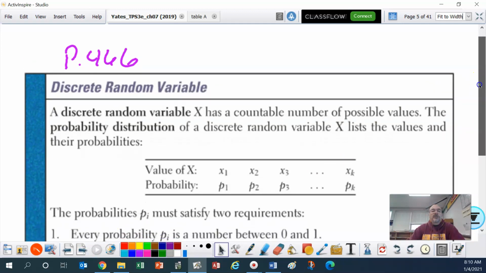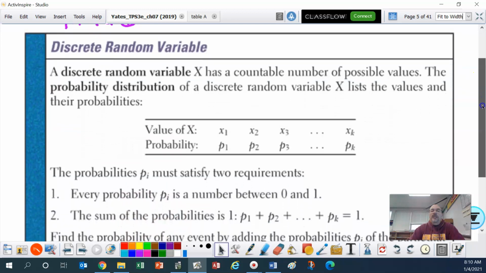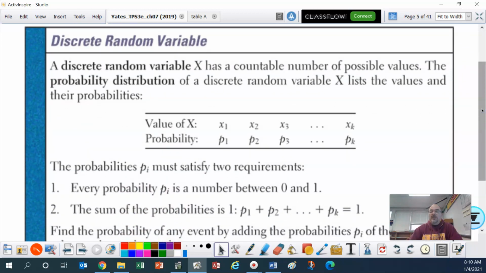On page 466, it talks about discrete random variables. Now, what is discrete? Put this in your notes, please. A discrete random variable X has a countable number of possible values. The probability distribution of a discrete random variable X lists the values and their probabilities. I'm going to go over an example of what this looks like on the next slide.